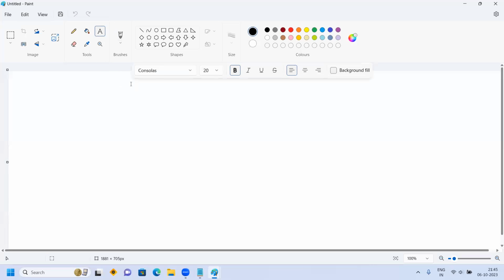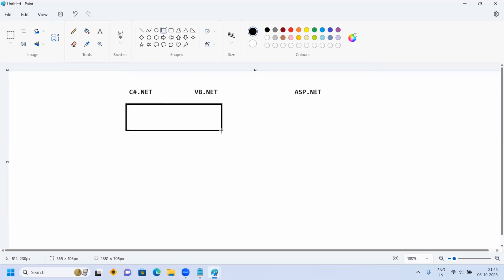First, I'll say here C#.NET. On the other end, VB.NET. Even on the other end, ASP.NET. Okay. Now I'll club like this. These two will do common type of application. ASP.NET does some other type of application. It has got its own way of developing application, right? Two. Fine. What are they?